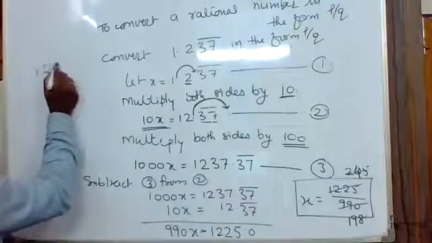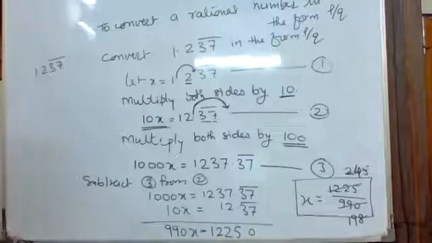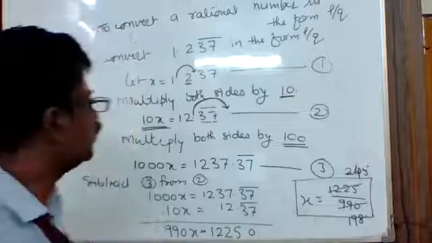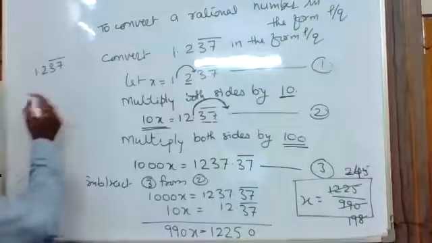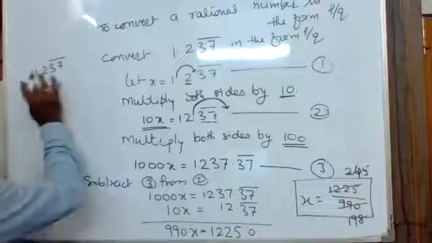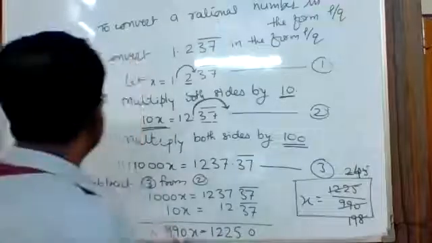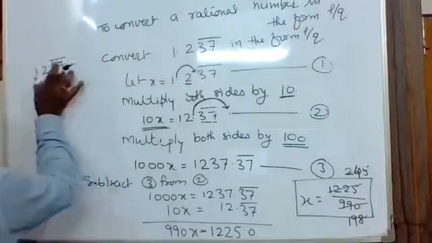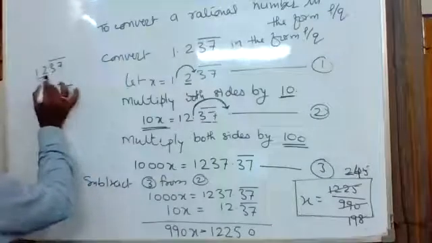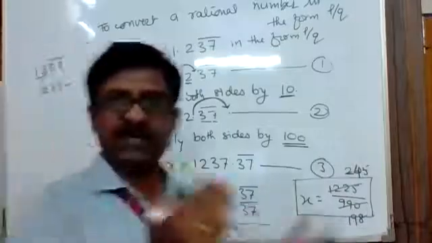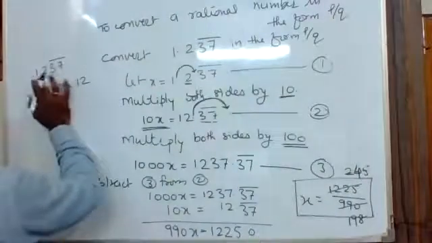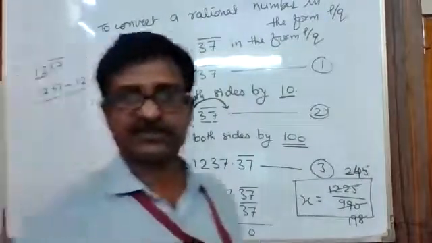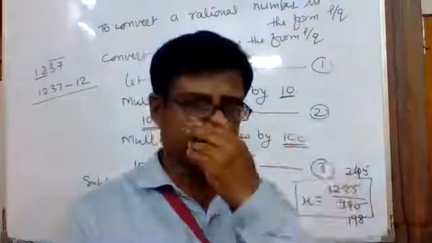This is the question: 1.237 bar. To find the answer, what do you have to do? Copy the question as it is, 1237, as the numerator. The numerator has to be written as 1237. Clear? And from this numerator, subtract the number which is not having the bar, including the number before the decimal and after the decimal. That is 12. 1 and 2 both are not having the bar. That has to be subtracted. This is the numerator part.